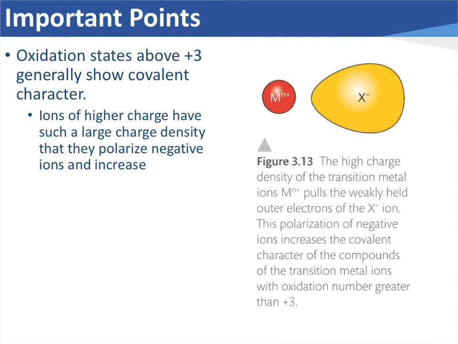Oxidation states above +3 generally show some covalent character, and this is sort of that continuum between completely nonpolar and being 100% ionic. The reality is most bonds are somewhere in this continuum. So oxidation states higher than +3 generally show some covalent character because the metal ion can actually distort the electrons of a negative ion and create some covalent character.